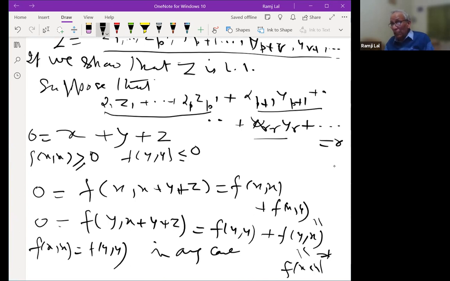So fxx is equal to fyy. And you see that fxx was greater than or equal to 0, and fyy was less than or equal to 0. So both of them are equal, which means both of them are 0.